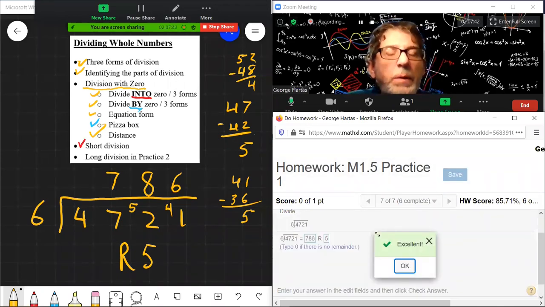Okay, good. So that was my introduction to division concepts, such as the different ways to represent division, dividing into 0, dividing by 0, and also to cover short division.